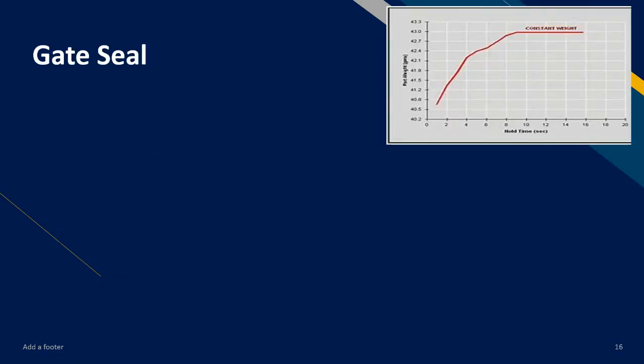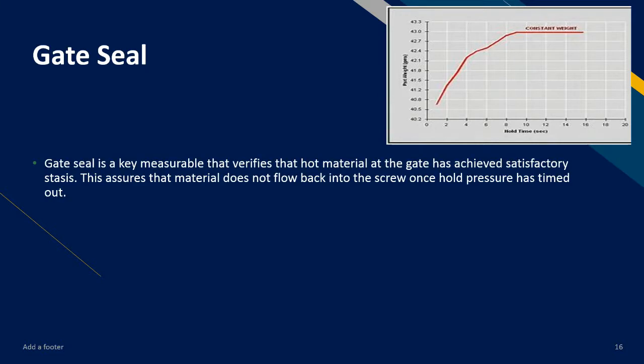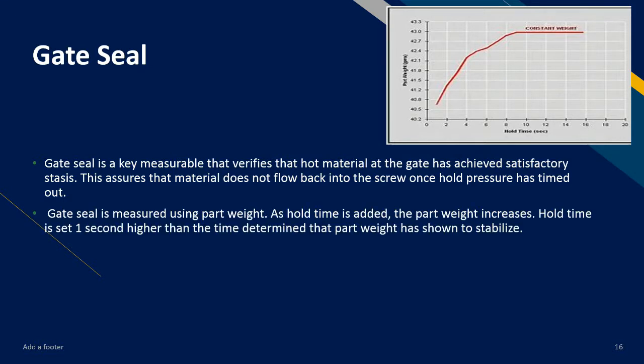The relationship between gate seal and hold time also needs to be verified. Now, gate seal is a key measurable that verifies that hot material at the gate has achieved satisfactory stasis. This assures that material does not flow back into the screw once hold pressure is timed out. Gate seal is measured using part weight. As hold time is added, the part weight increases.